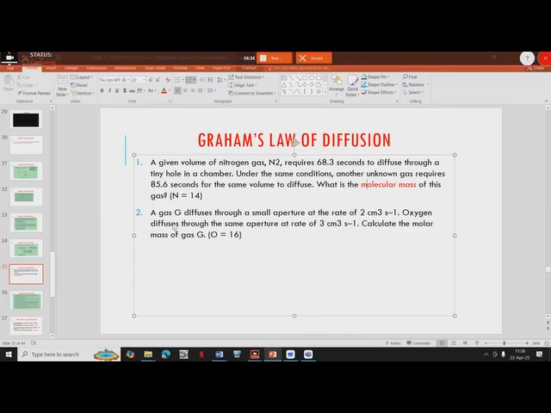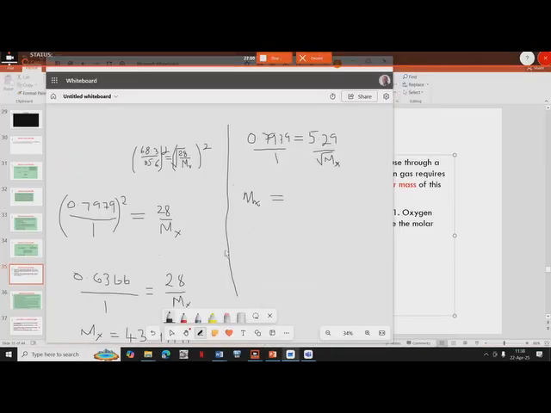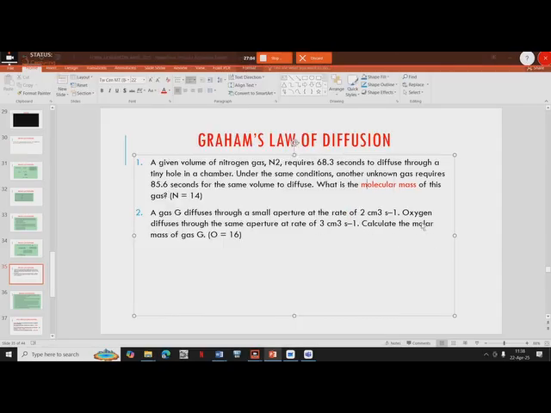Okay, so that is example 1, where you are given the time and you are given the molecular masses. Question 2: a gas diffuses through a small aperture at the rate of 2 cubic centimeter per second. Oxygen diffuses through the same aperture at the rate of 3 cubic centimeter per second. Calculate the molar mass of gas G.